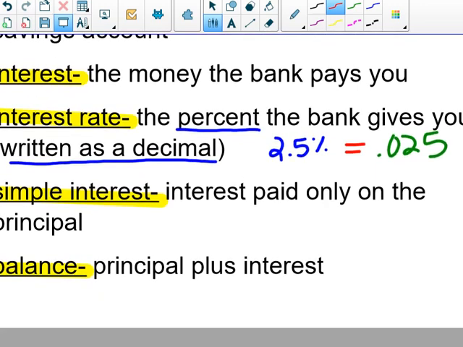Today's simple interest is interest based only on the principal. And again, come back tomorrow and I'll help you understand that part a little bit better.